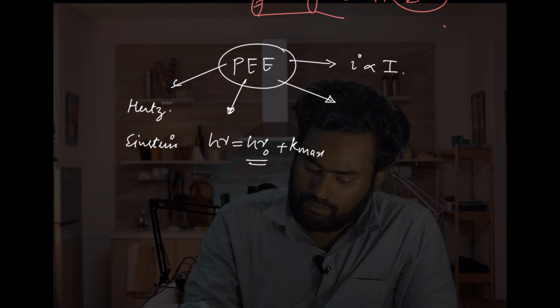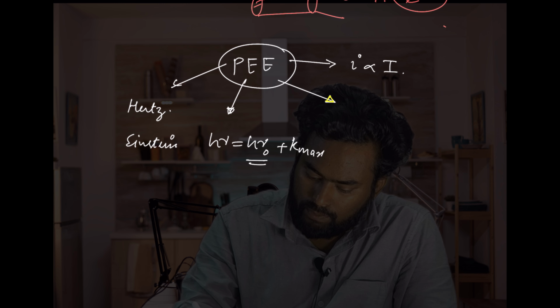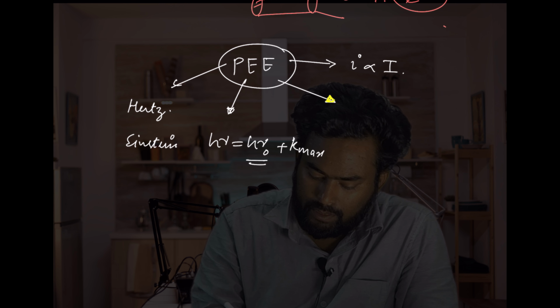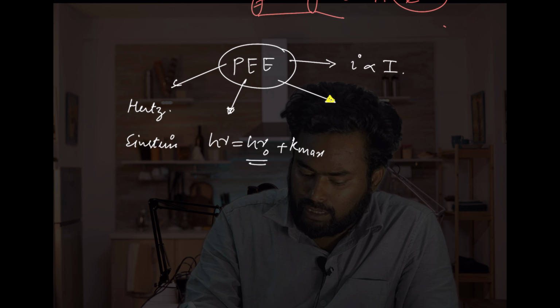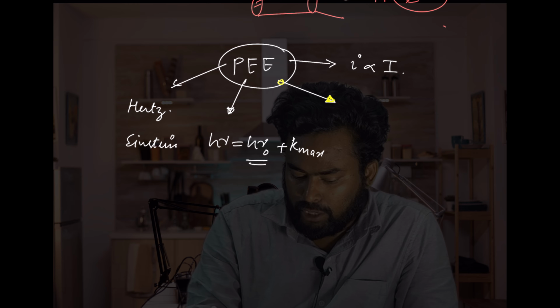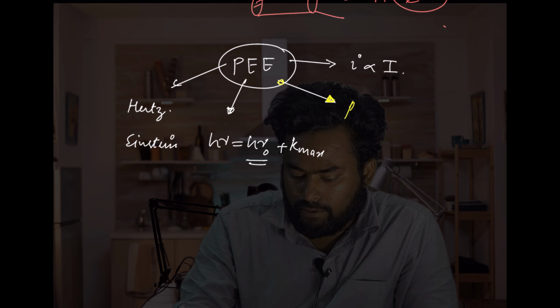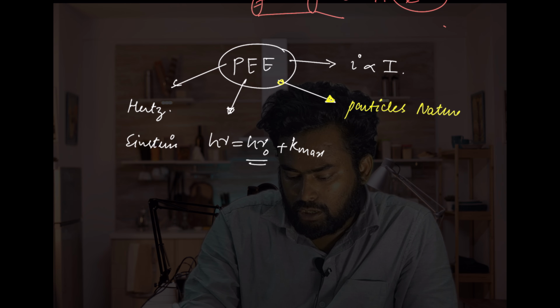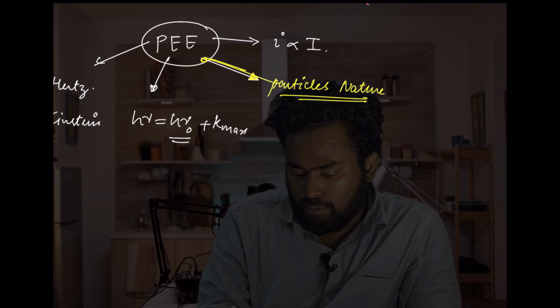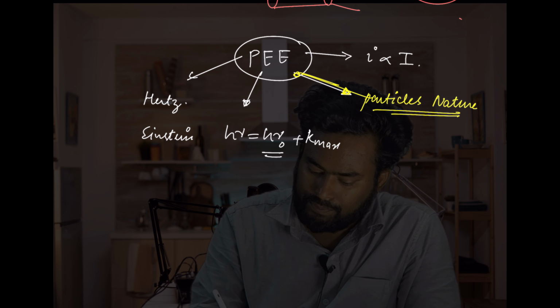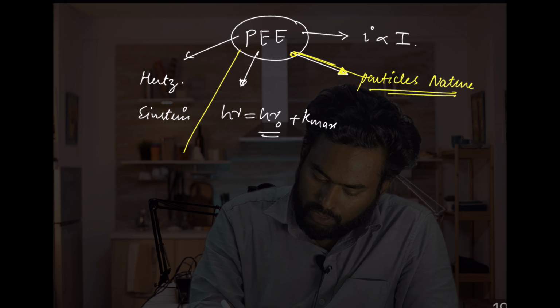Okay, one more, now more points. What we can say? Photoelectric effect is a proof of the particle nature of light. It supports which nature? Particle nature of light. Photoelectric effect supports the particle nature of light. Okay, next point.